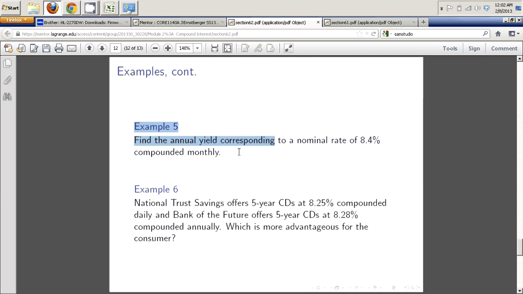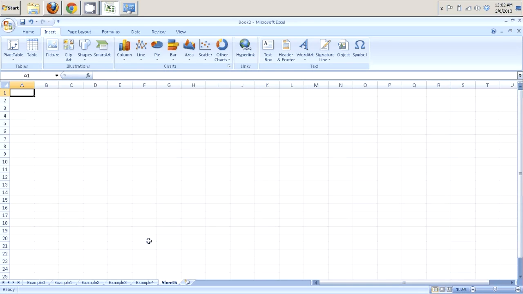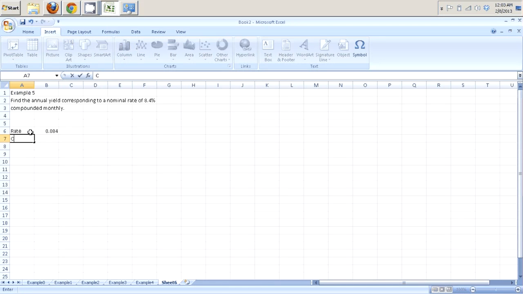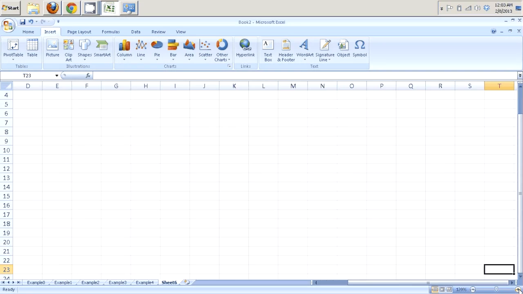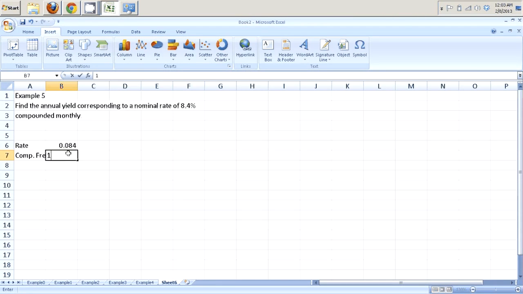Example 5. Find the annual yield corresponding to a nominal rate of 8.4% compounded monthly. Okay, so rate is 0.084. Don't have to do anything crazy. The compounding frequency, I think it's where you can see it, is monthly, so that's 12. That's all we need for the APY.